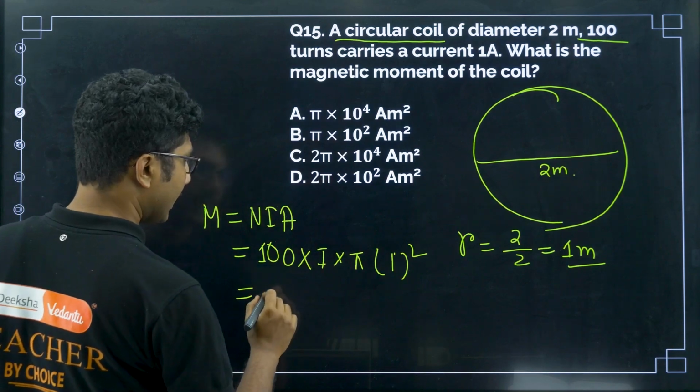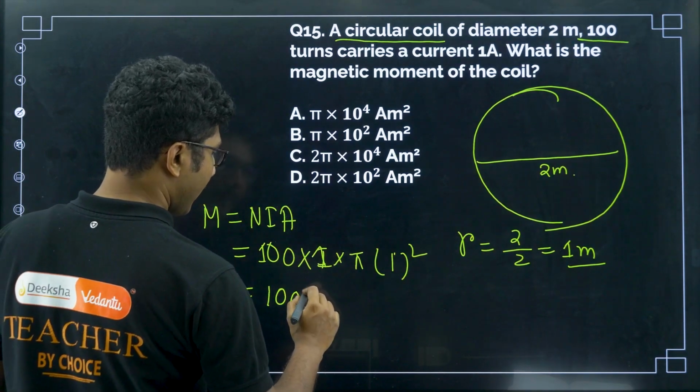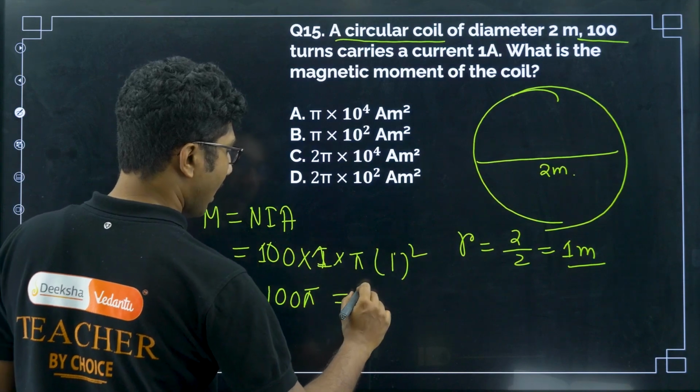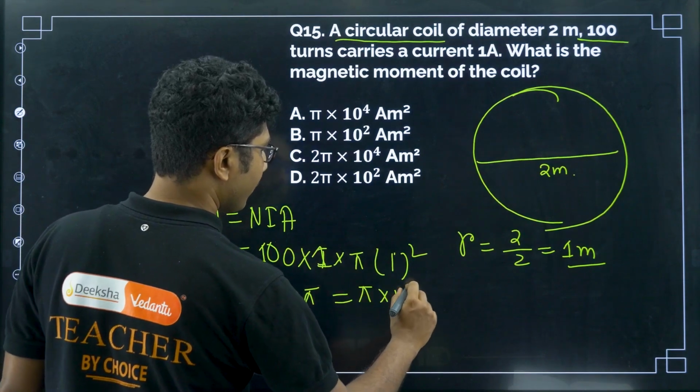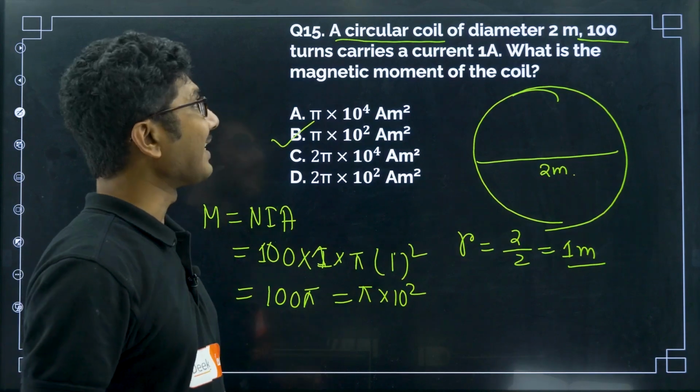So it will be 100 pi, current is 1, so 100 pi. So 100 pi is nothing but pi times 10 to the power of 2. So pi times 10 to the power 2 ampere meter square is the correct answer.